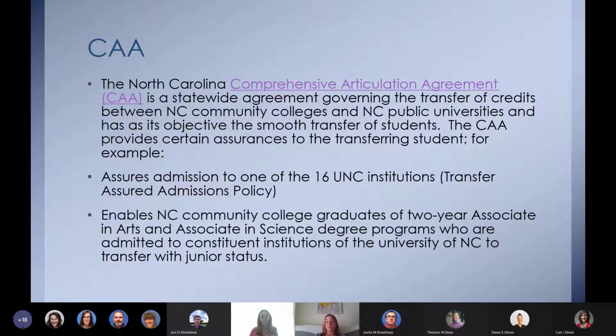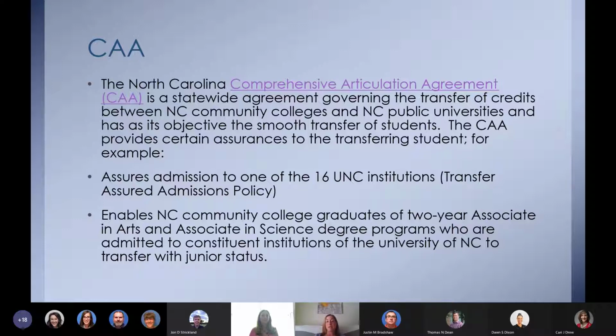It allows for students to transfer smoothly, and it provides certain assurances for transferring students that protects them and the credits that they've taken, because we don't want any students to take credits and then get to the four-year institution and learn that, oh, those are no good actually, so you have to take all of these classes again. So that's what we're trying to avoid. There are 16 UNC institutions that participate in the CAA agreement.